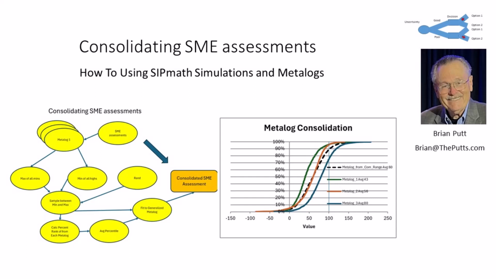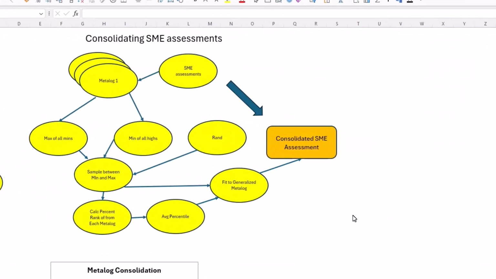This is Brian Putt. I'd like to talk to you about consolidating subject matter expert assessments. This is a big topic, and there's lots of ways to do it. Some are easy to do, others very complex. And I'm going to explain a way of doing it which is universal that you can use for any number of subject matter experts that I think gives you a pretty reasonable estimate of the consolidated SME assessments.